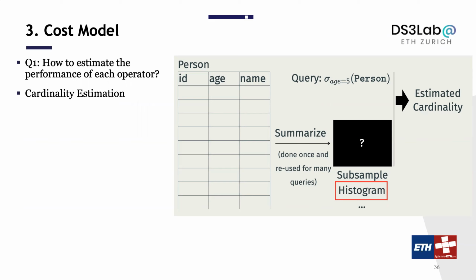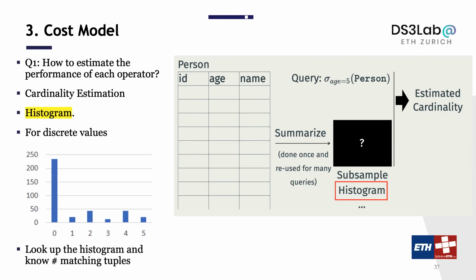So there are many different ways you can construct that data structure. For example, you can do subsample, right? I can subsample 10% of my data. And whenever you want me to estimate the cardinality, I run this query on this smaller subsampled data set, and then I extrapolate from that, right? So that's one way to do it. Today we are going to talk about something even simpler than that, and that is called a histogram.